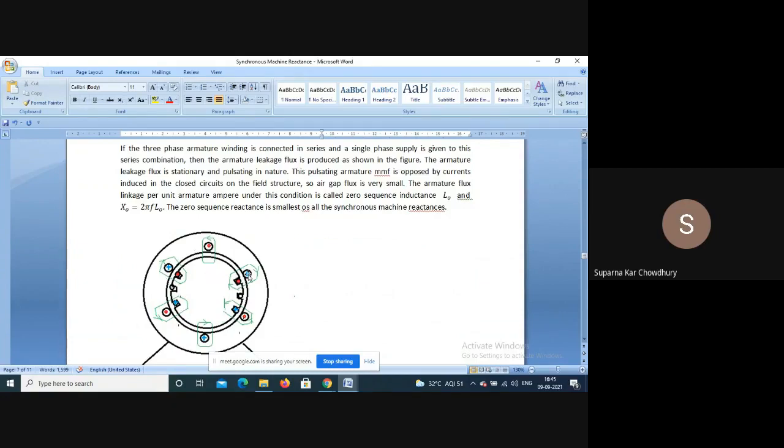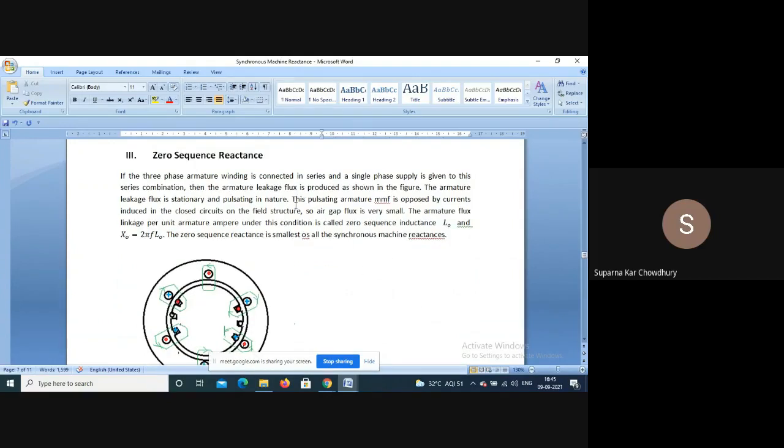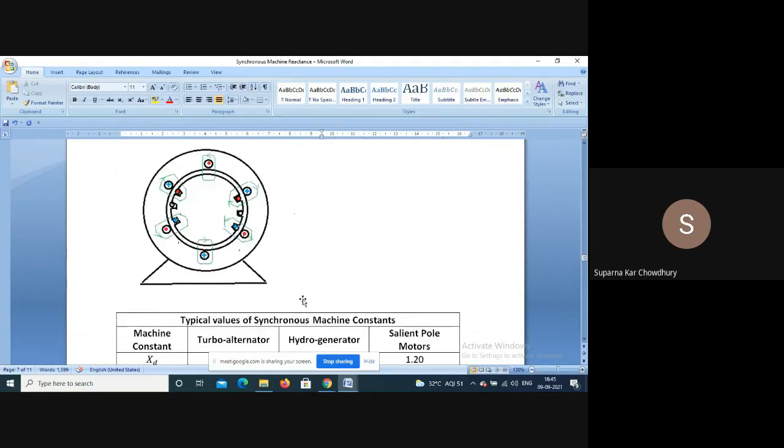That is, if this is dot and this is cross, there is nothing induced in the rotor, as there is no conductor. This is a single phase supply, so the mmf is pulsating in nature. This pulsating mmf is opposed by current induced in the closed rotor circuit. As the air gap is very small, the armature flux linkage per unit armature ampere under this condition is called the zero sequence inductance L0.